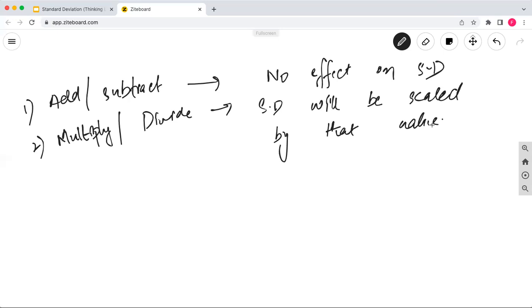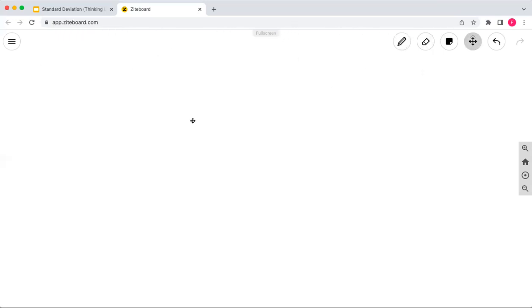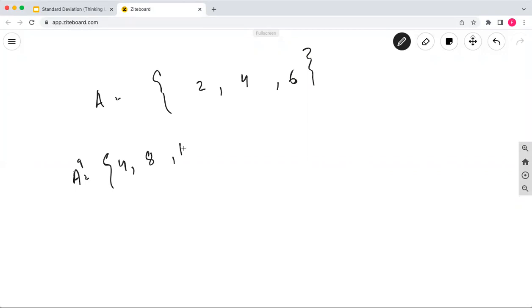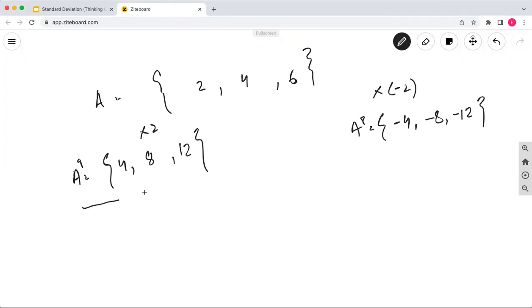Okay, there's one more very important thing, and no one asked me that. For example, if we have a set with values 2, 4, and 6, and I multiply all of the values by 2, this will become 4, 8, and 12. But if I multiply by -2, this will become -4, -8, and -12. Will there be any change in the standard deviation of these two sets?